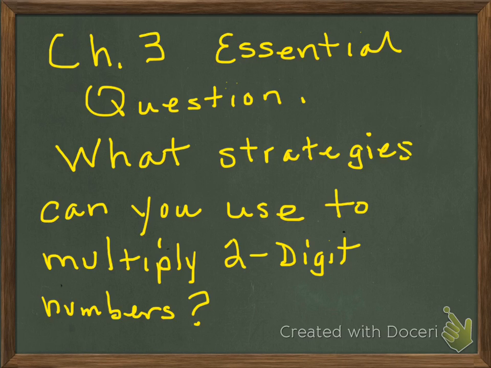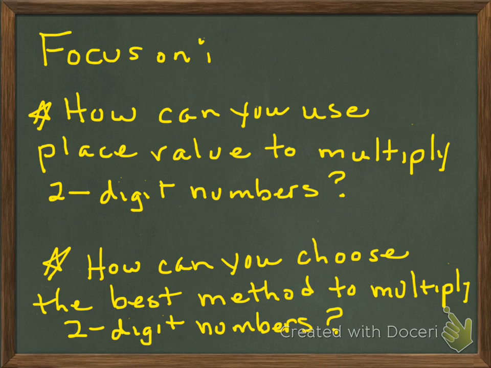In Chapter 3, the essential question that you need to be able to answer is, what strategies can you use to multiply a two-digit number? Your focus should be on the following two questions to help you. How can you use place value to multiply two-digit numbers? Second question that you want to be able to answer is, how can you choose the best method, the most efficient method, to multiply two-digit numbers? These questions will help you as you prepare for the chapter test.